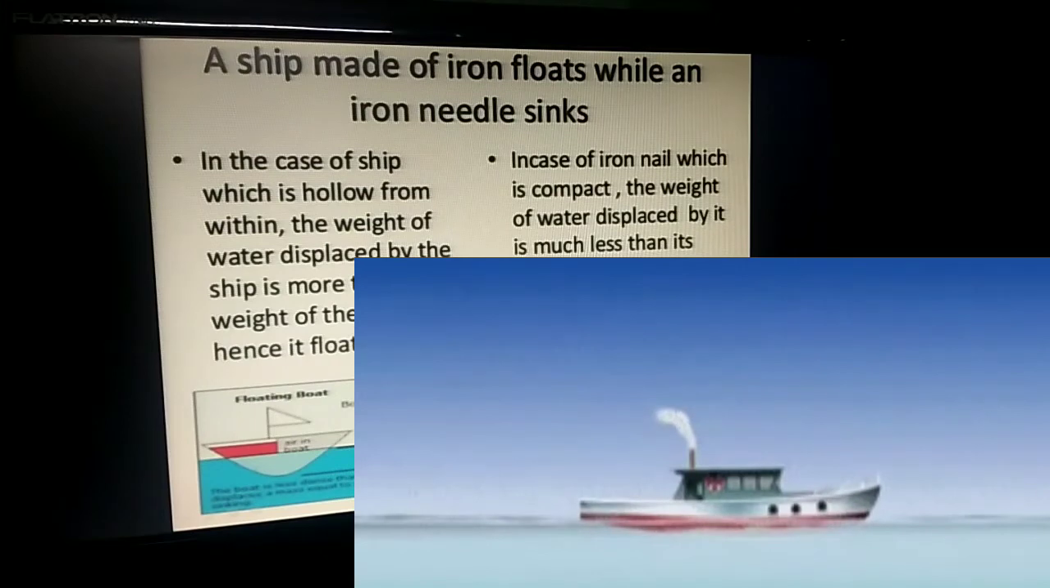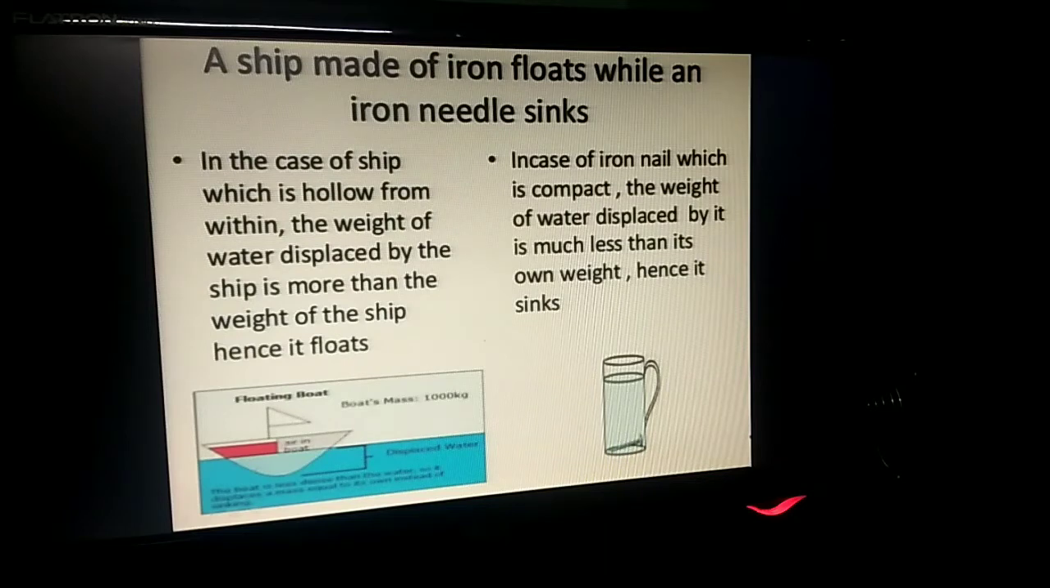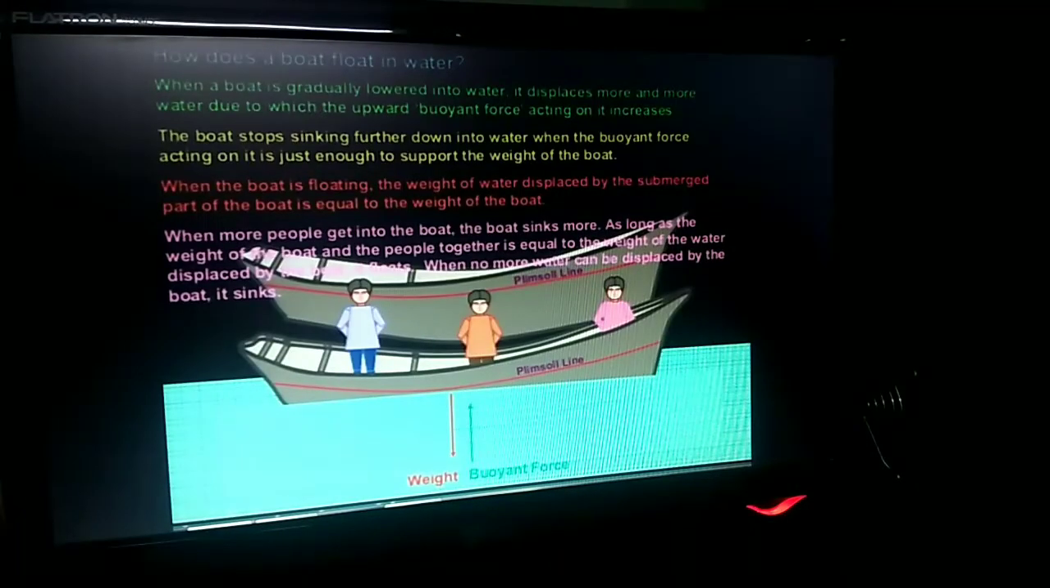Give reason: a ship made up of iron floats while an iron needle sinks. In the case of a ship, which is hollow from within, the weight of water displaced by the ship is more than the weight of the ship, hence it floats. Whereas, in the case of an iron nail, which is compact, the weight of water displaced by it is much less than its own weight, hence it sinks.